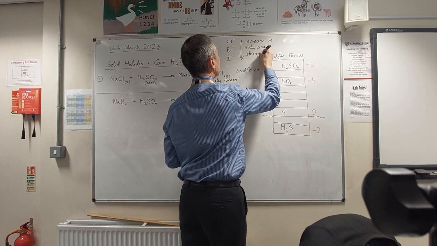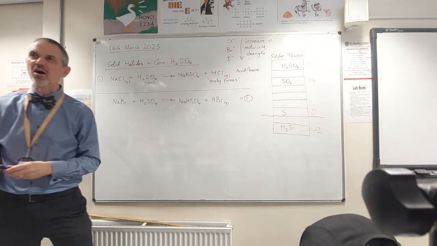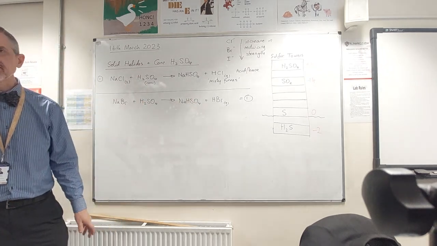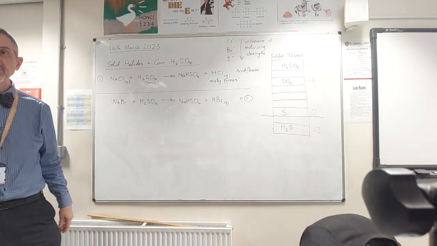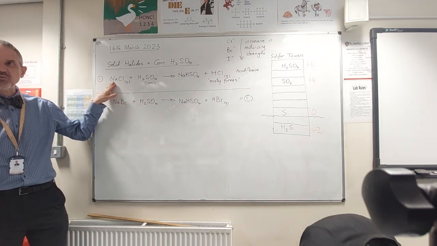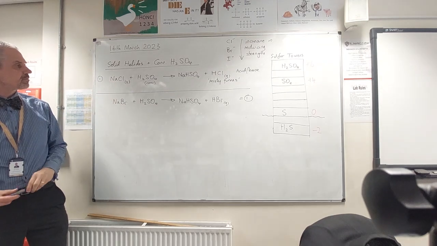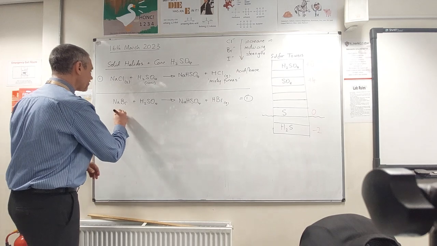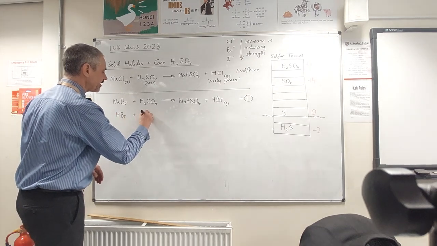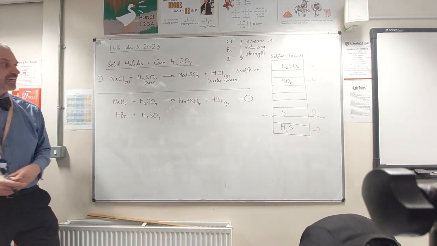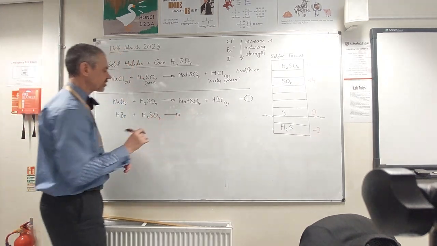In other words, iodide and bromide are better at reducing other things than chloride is. And fluoride would be even weaker again. Fluoride would do reaction one as well. Okay, so the HBr then is not finished with H2SO4 yet. It's going to react further with it, and this time we're going to get a redox reaction.